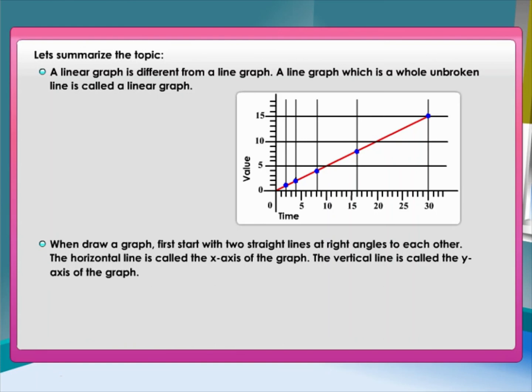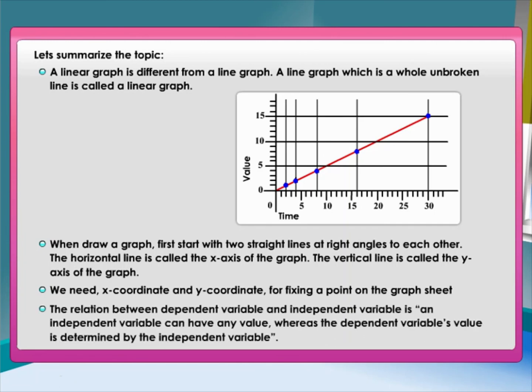When you draw a graph, first start with two straight lines at right angles to each other. The horizontal line is called the x-axis of the graph. The vertical line is called the y-axis of the graph. We need x-coordinate and y-coordinate for fixing a point on the graph sheet. As for the relation between dependent variable and independent variable, an independent variable can have any value, whereas the dependent variable's value is determined by the independent variable.